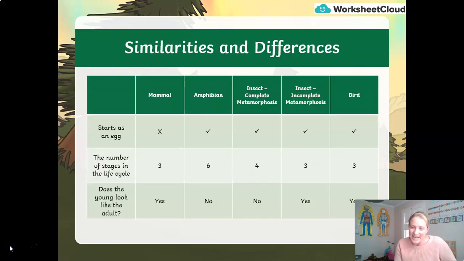So to end off today, I thought we'd do 2 little very quick activities. The first I want you to do is have a look at this table I've drawn. I have mammal, amphibian, insects who have a complete metamorphosis, insects that have an incomplete metamorphosis, and birds. And I have given you things to compare them with. So starts as an egg will all do except for the mammal.